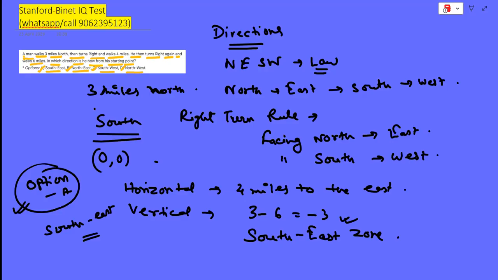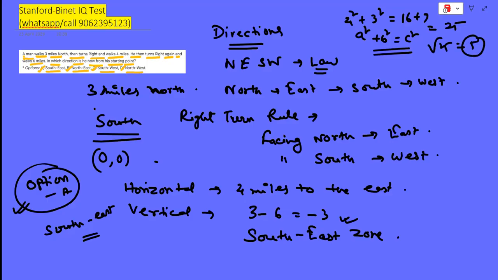So if I talk about the Pythagoras connection over here, if the question asked how far he is from the start, we would use the Pythagoras theorem, that is a squared plus b squared equals c squared. In this case 4 squared plus 3 squared will be 16 plus 9. So this is 25, and root 25 will be 5 miles. So this is all I have to say for this particular question.